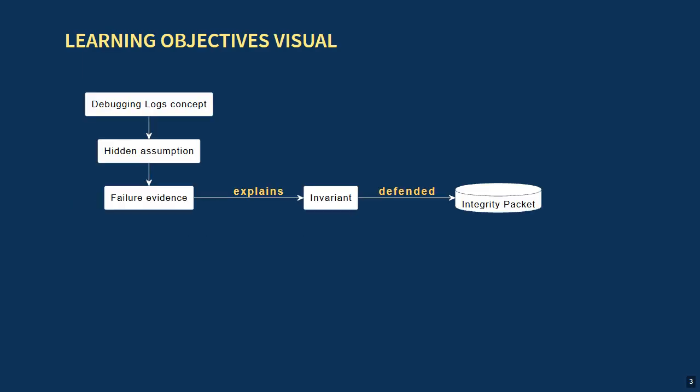This diagram summarizes the path through the lecture. Start with the core concept, expose the hidden assumption, connect it to failure evidence, and end with an invariant that can be defended in the integrity packet.